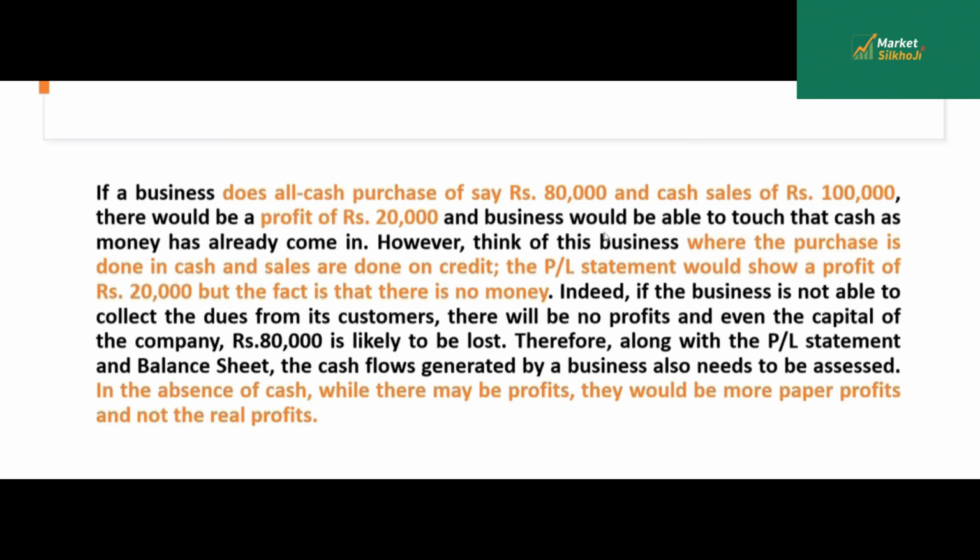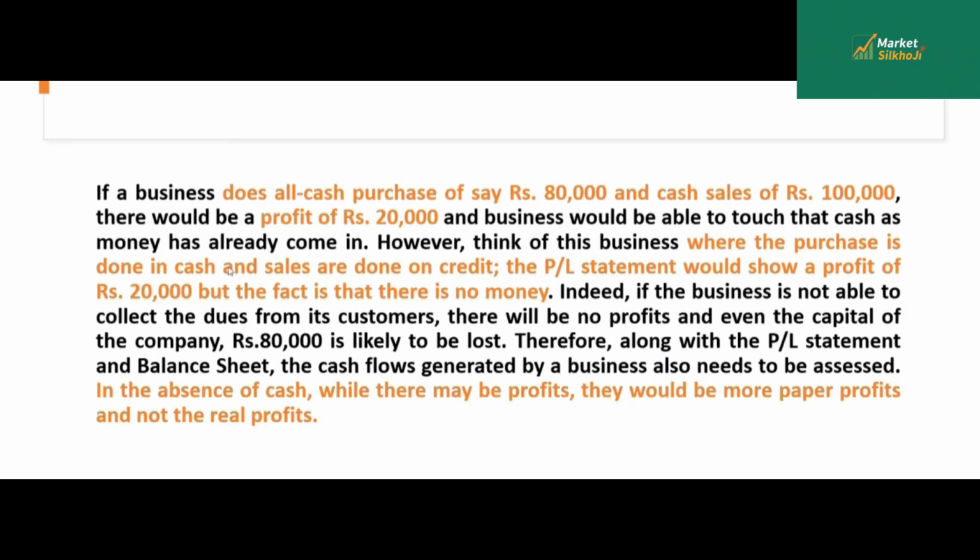Now think of a different situation. Here the businessman went to a supplier, bought 80,000 rupees worth of raw material, and paid cash. So it's a cash purchase. He converted that into a finished product and sold it for 1 lakh rupees. But the customer said, I'll pay you in 10 days. You delivered the product, but the customer said, I'll pay you in 10 days. This is called a credit sale. Cash is not yet received.